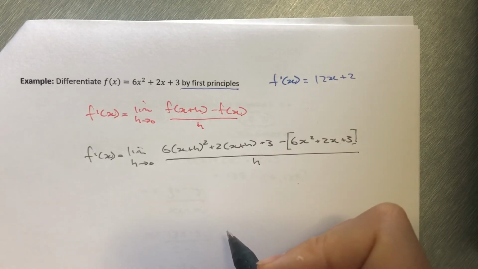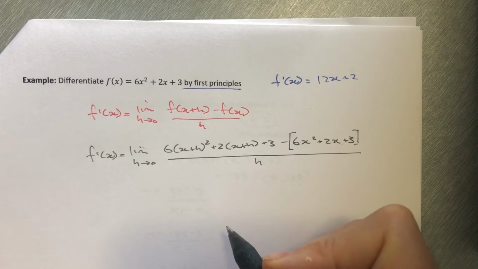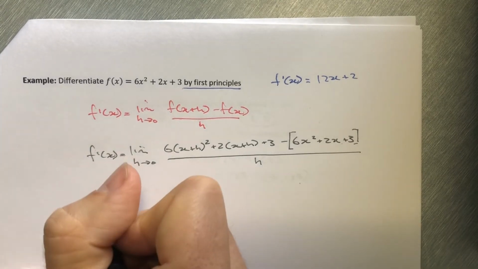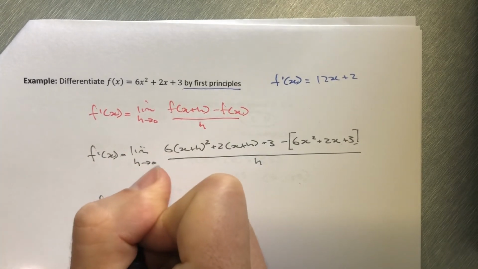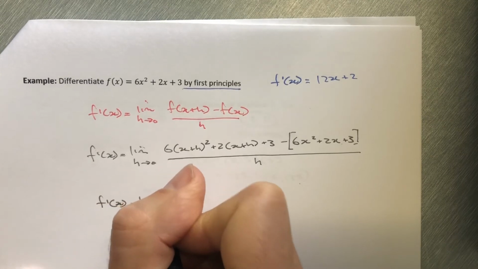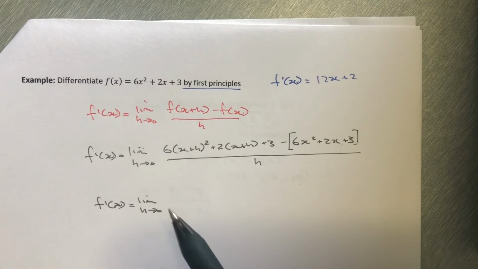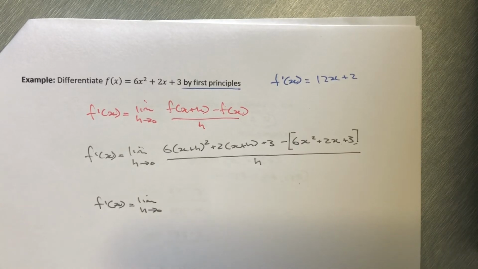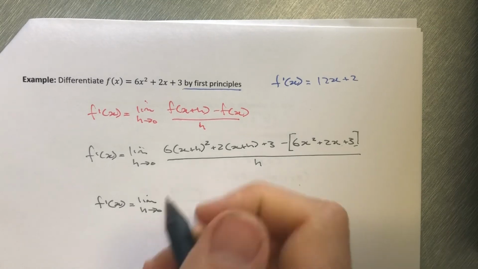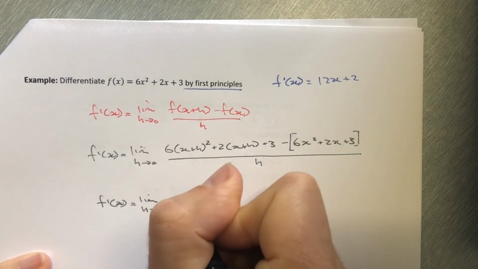Alright, so our next step here is just to expand everything out. You're going to end up having a lot of terms, you'll see. Okay. So if we do this, we're going to end up getting 6.